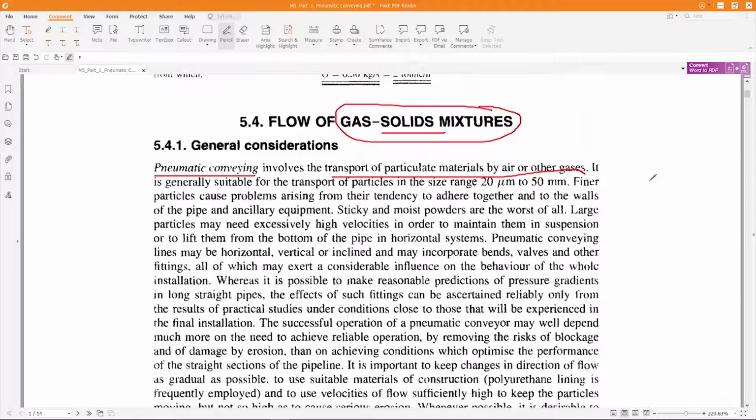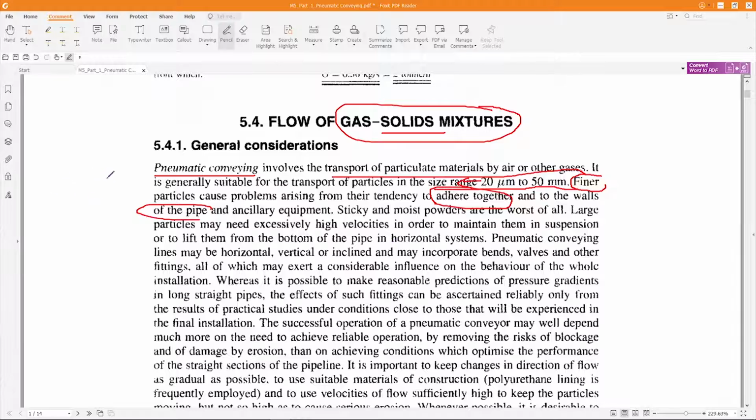In pneumatic conveying, the particle size range we use is from 20 micrometers to 50 millimeters. But you cannot use finer particles, smaller than this size, because finer particles will stick together, form agglomerates, or stick to the walls of the pipe.